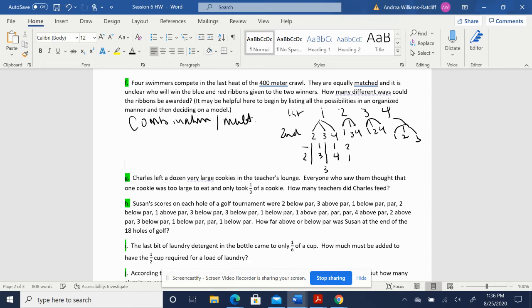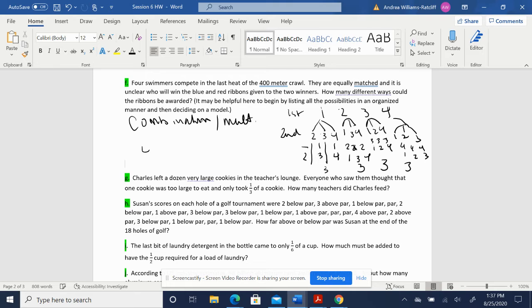Here, swimmer 2 gets first and 1 gets second. 2 gets first and 3 gets second. 2 gets first and 4 gets second. So here's another 3 possible combinations. This would be swimmer 3 in first and then 1 in second. And another 3 combinations. And again, the last three combinations, assuming that swimmer 4 gets first place. Okay. So all in all here, we have 12 combinations. Now, why is it 12 and not 16?